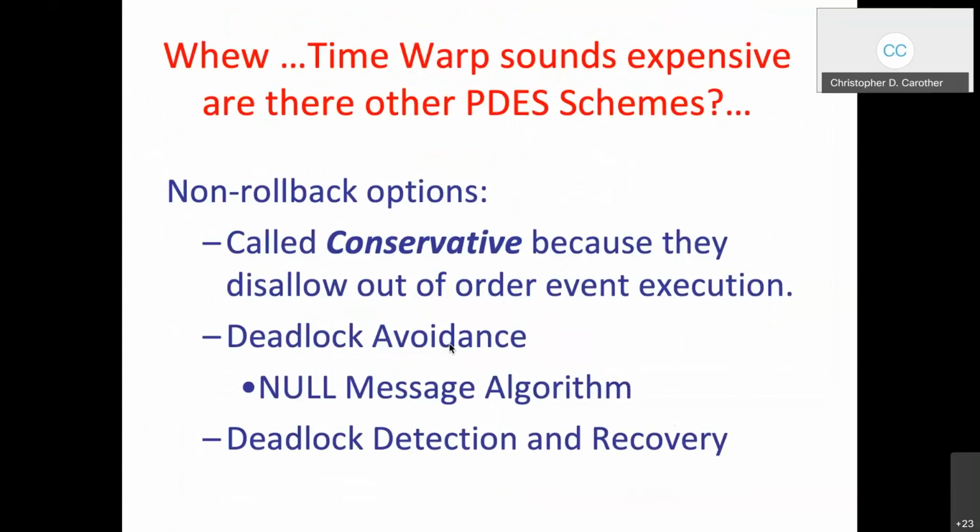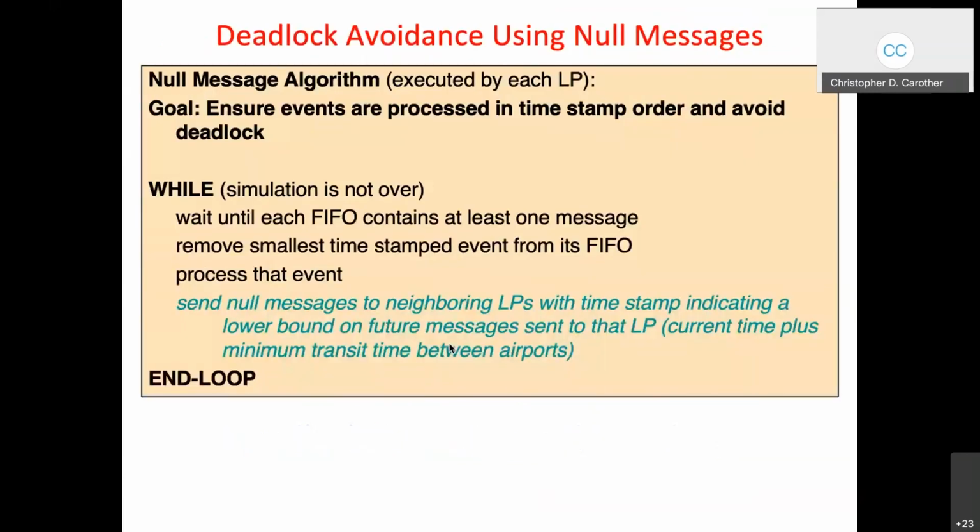There are non-rollback options, and we call those conservative because they disallow any out of order event computation or execution. Examples are deadlock avoidance, where you try to avoid any deadlock in the system. We'll see actually how easy it is for deadlock to occur and that you have to avoid it. The cornerstone of that one is the null message algorithm. There's also one similar to time warp: deadlock detection and recovery. It's sort of like the time warp local control mechanism of detecting rollback, and the global GVT. They have some analogies there, but essentially they don't allow any out of order event executions.